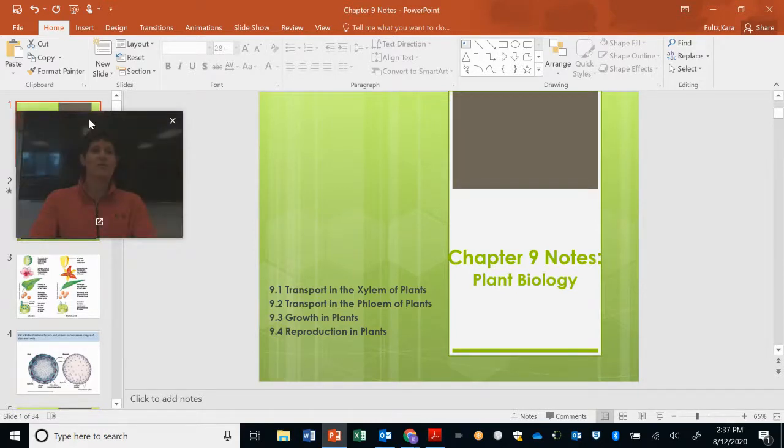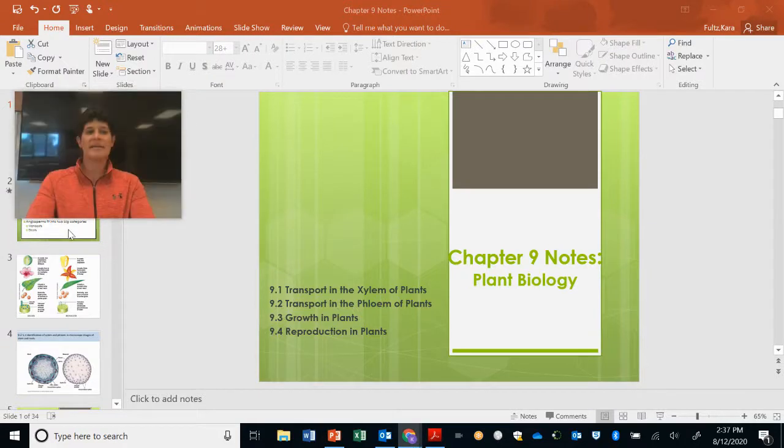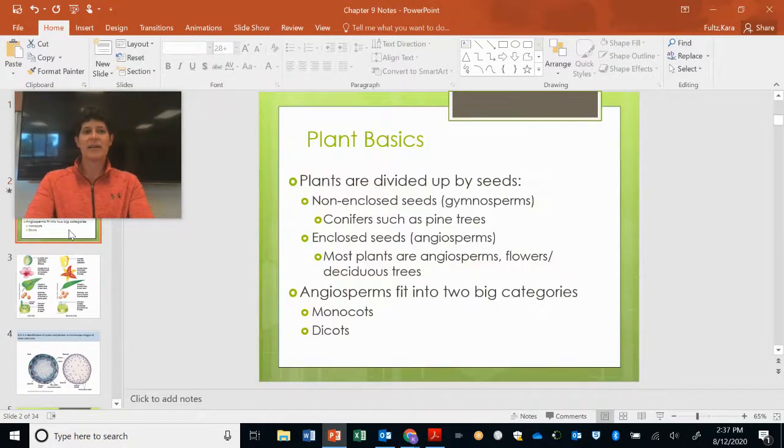Today we're going to be talking about Chapter 9, just the first two sections on the xylem and phloem. Before we get into the xylem and phloem, we want to just go over some basic plant stuff. So plants are broken into two groups, angiosperms and gymnosperms. We're going to focus in this class on angiosperms.